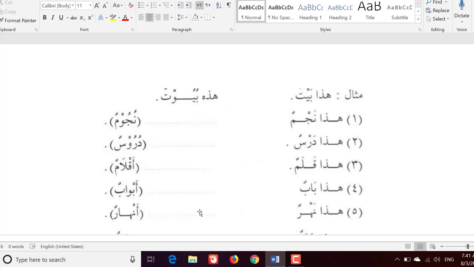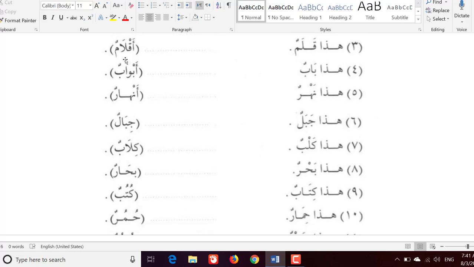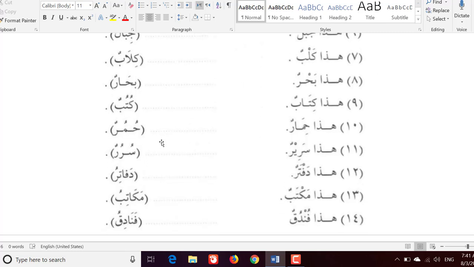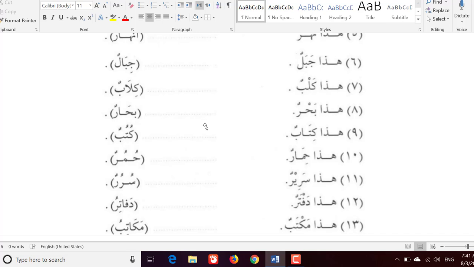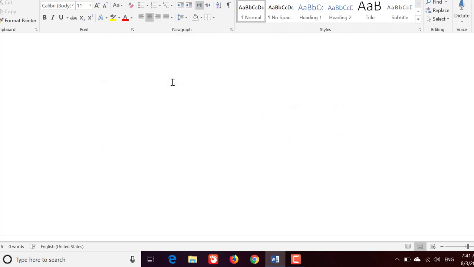And it just goes all the way down. So that includes inanimate objects like mountains and streams and doors. It includes animate objects like dogs, like donkeys. Doesn't matter. The idea here is that if it is non-human, then it's treated like singular feminine. So the first place we see this is in the use of the demonstrative pronoun, or the ism إشارة, هذه. Okay?